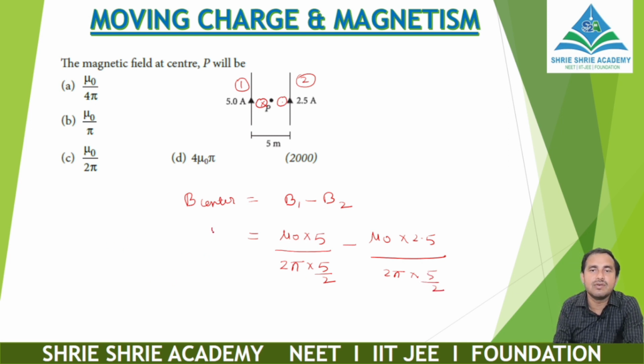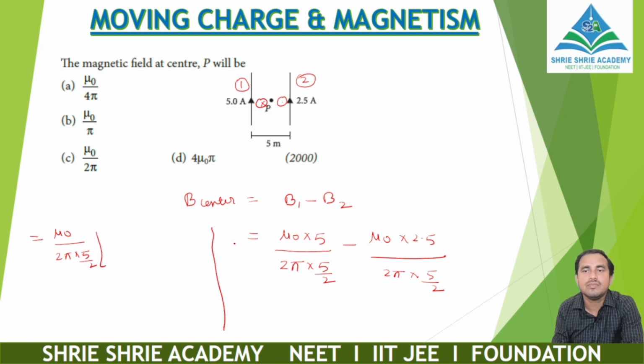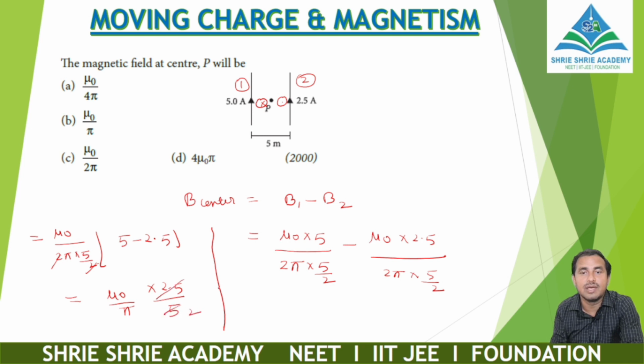Everything else is as it is, so you can take things common. What is left out is mu naught divided by 2 pi into 5 by 2 taken common, and what is left is 5 minus 2.5. This 2 will get cancelled. The current values are already 5 and 2.5. So what you get here is mu naught by pi into 2.5 divided by 5, it will get cancelled 2 times. You get mu naught by 2 pi. So this is the answer for this.